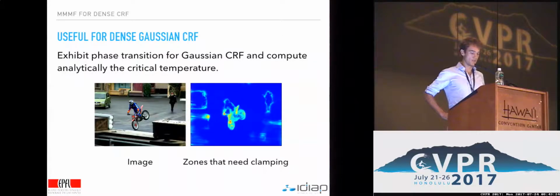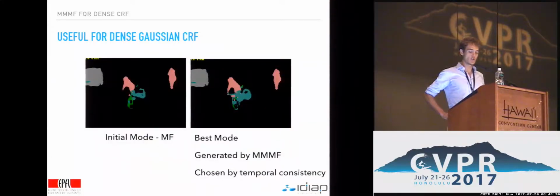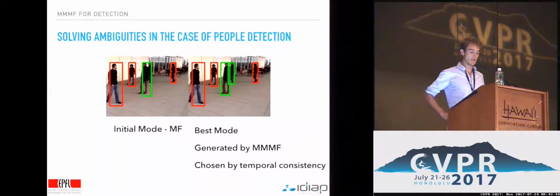can then act. So for a given image, our algorithm produces multiple possible segmentations, such as the two ones that you can see here on the image that correspond to separate mean field modes. Then, in the case of video segmentation, the best sequence of modes can be recovered using temporal consistency.